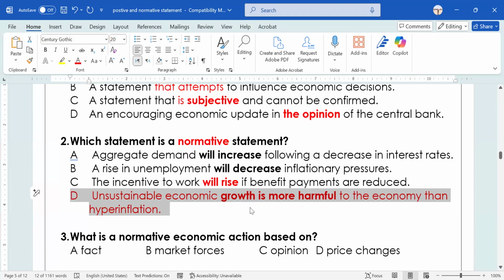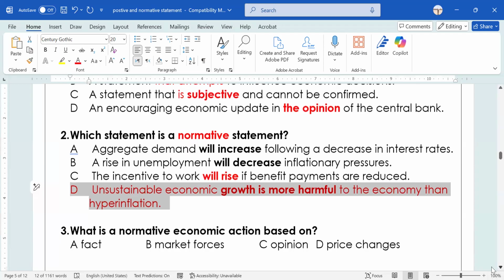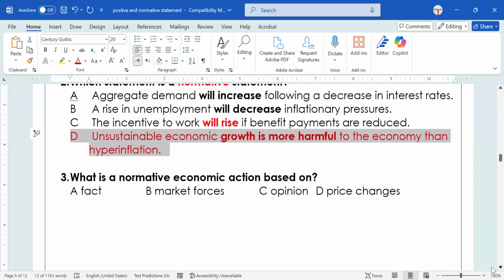So there are two forces for this letter D, and you give an opinion which one is more harmful. So letter D is the correct answer. Okay, which one is a normative statement?